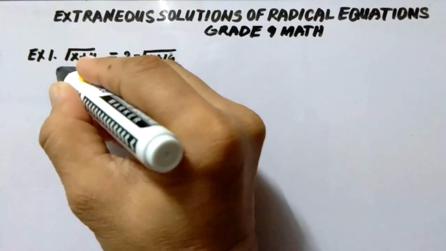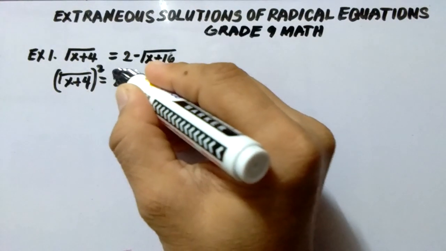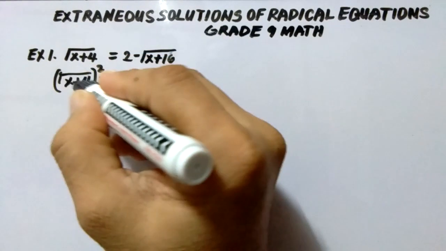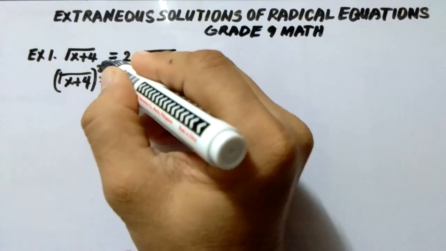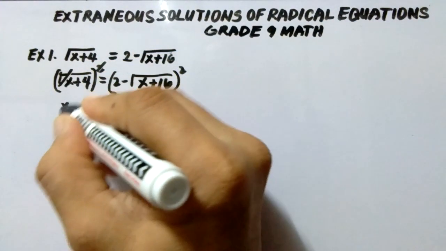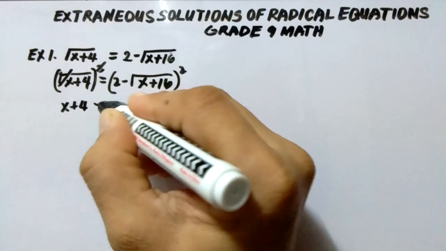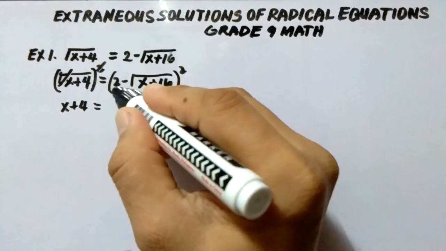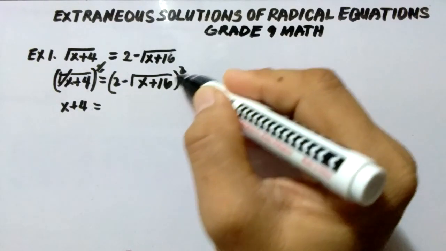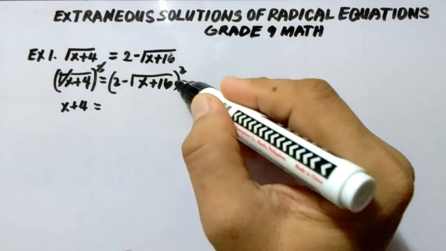Then, squared po natin both sides of the equation para po makancel itong radical symbol, ito pong square root. So, we have to cancel this. Matitira po dito is x plus 4 is equals to, so ito pong quantity 2 minus square root of x plus 16 squared. Ang ibig sabihin po nito is dalawang quantity po na ganito.